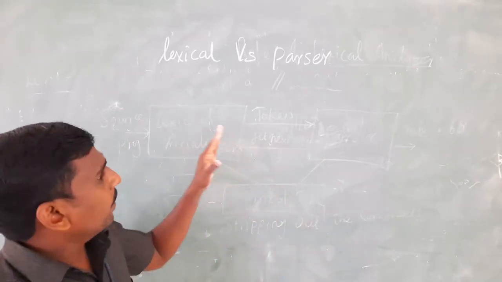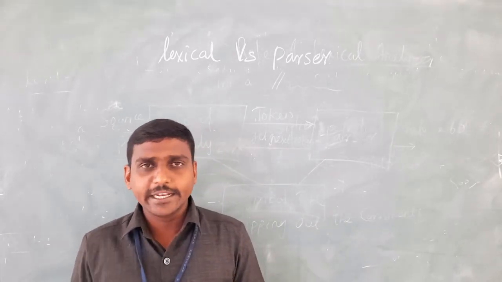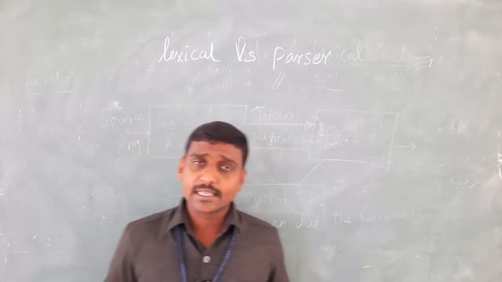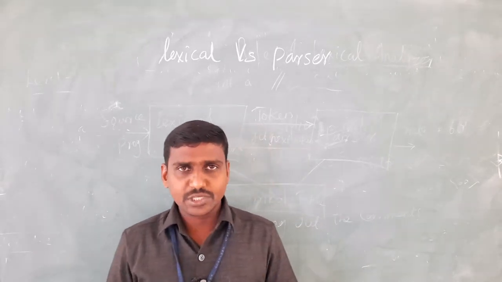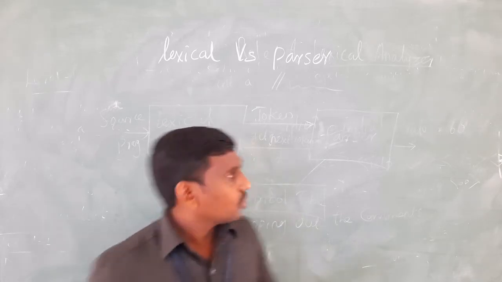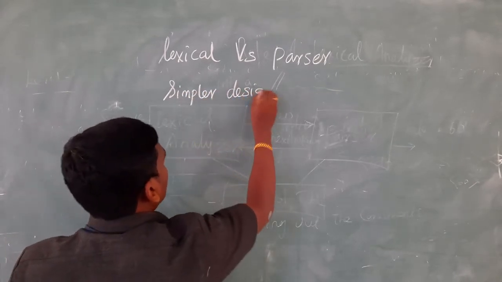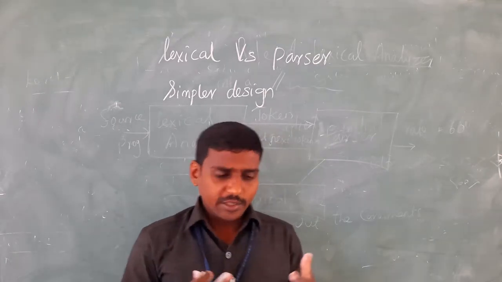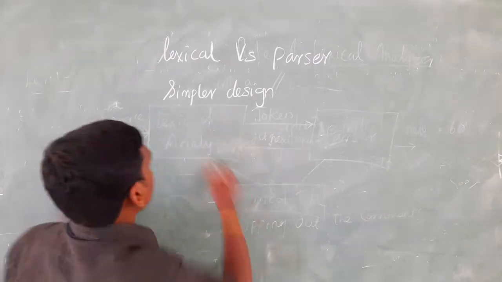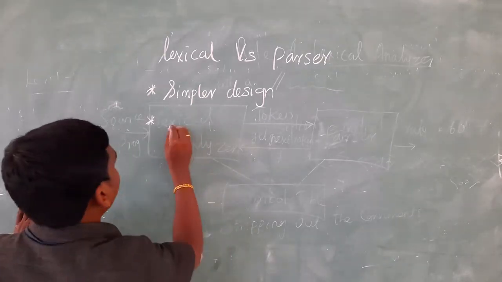But the answer is, many programming languages need different parsers. Some programming languages don't need a parser phase, they need only the lexical analyzer phase. Some don't need a lexical phase and need a parser phase. So in this situation, if we split the phases into two, it is easy. Clear? So the first one is simpler design. If they are separate phases, we can design a compiler simply. Second one is that compiler efficiency is increased.